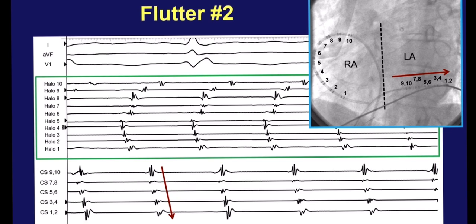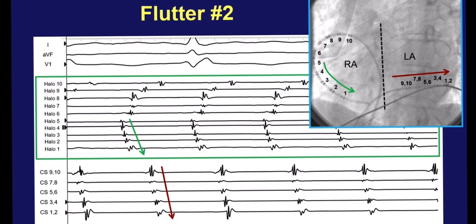Now let's move on to the halo catheter, which is a little more complicated in this case. And let's break that down into two parts. First, if we look at halo 5 to halo 1, we can see the direction that wavefront is moving, and I'll draw the green arrow corresponding to that wavefront direction, again consistent with counterclockwise right atrial flutter.